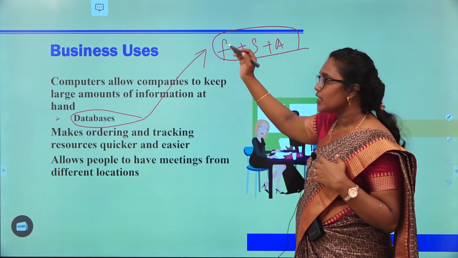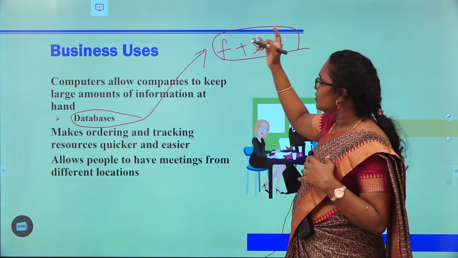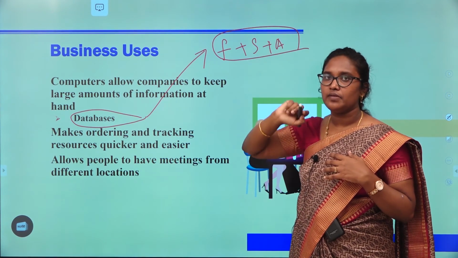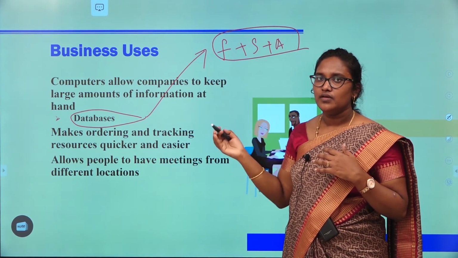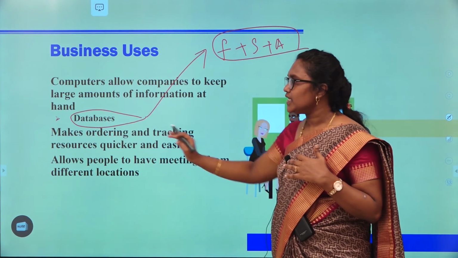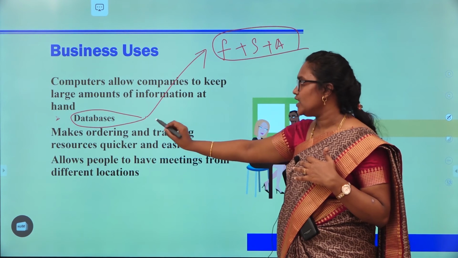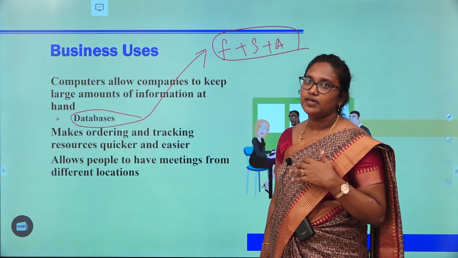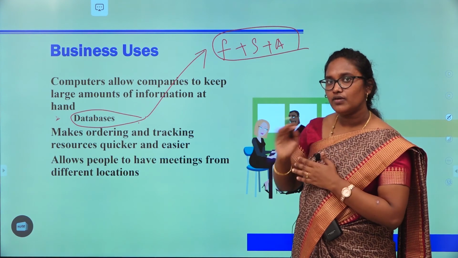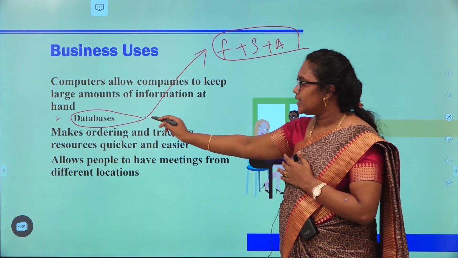We are not talking about one faculty, one student, or only one academic record related to the students. We are talking about the whole. That means we are collecting a large amount of data and storing it in a database. So in a simple way, when you want to store plenty of information, we use a database.